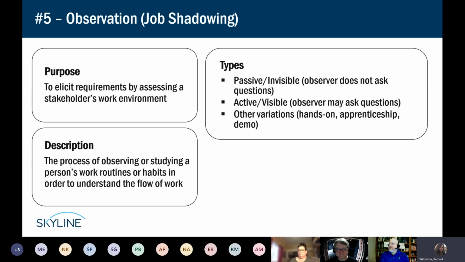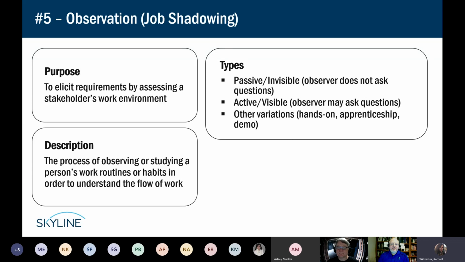But there are two types of observation: passive, or invisible as they also call it, and then active, or visible. And the first one is really, you're just an observer. You're not allowed to interfere with the person or ask questions of the person who's being observed. And the other type is active. So in that situation, you can actively ask them questions. You can interact with them as they're doing their job. You could ask them to narrate as they're doing things. And you really want to just watch as close as you can to get an accurate picture of how they actually work as the process unfolds.